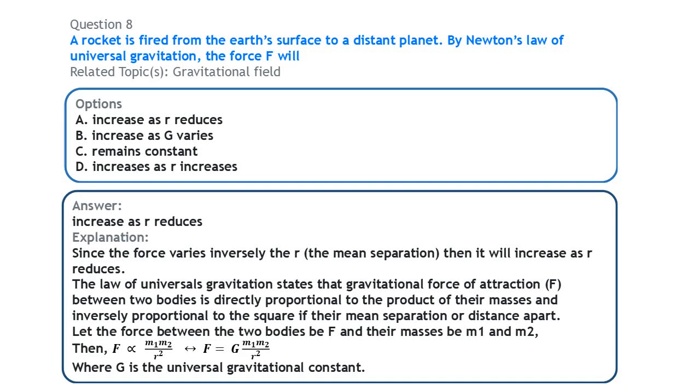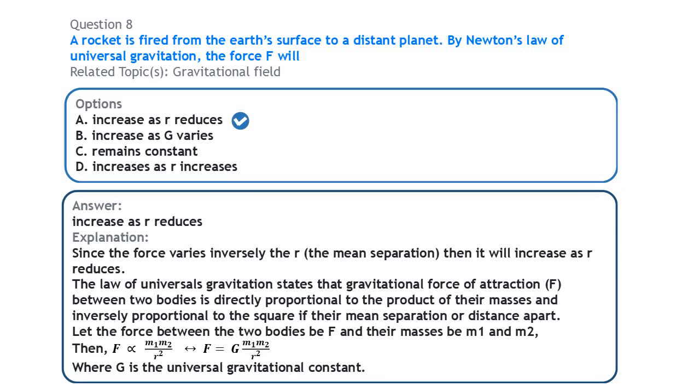Next, on gravitational field, a rocket is fired from the Earth's surface to a distant planet. By Newton's law of universal gravitation, the force of attraction between two objects of matter is directly proportional to the product of their masses, and inversely proportional to the square of their distance apart.